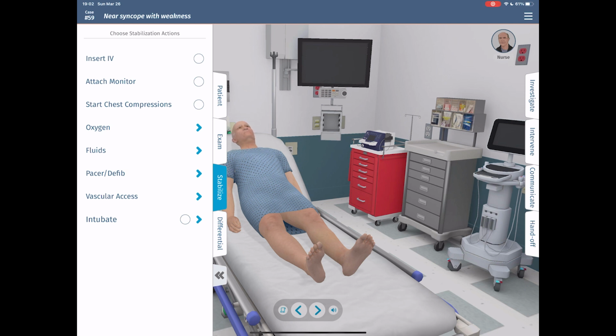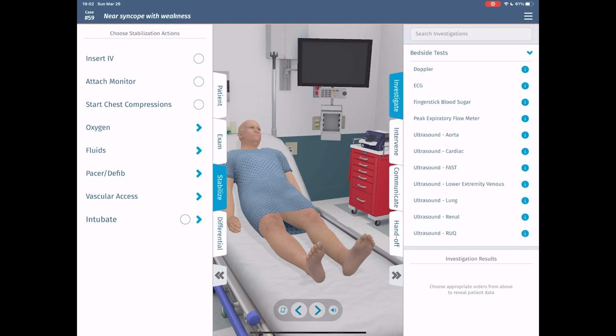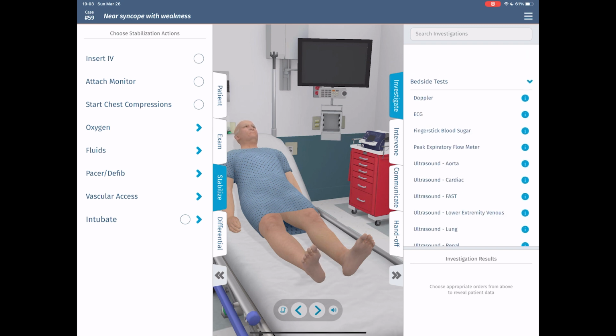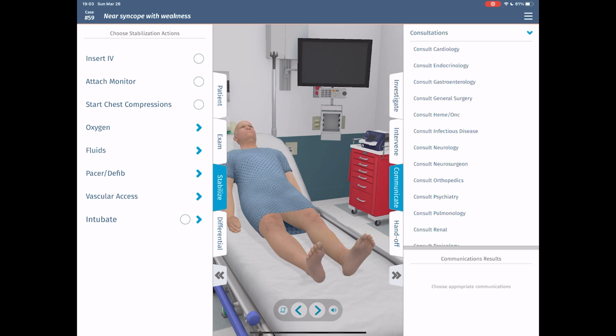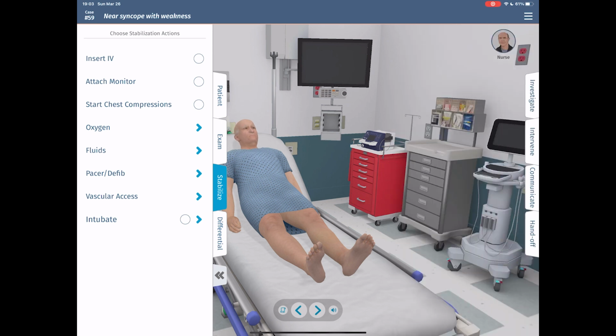However, if you go to investigate on this side, let's see, intervene, procedures, there is going to be, where is it? This is my gripe, is that they hide it. Where are you? Procedures. So intervene, procedures, and we will see on here, there's don personal protective equipment and decontaminate them, hazmat activation. So those really should be earlier on and not over in the later tabs, but that's just a change that maybe they can make in the future.